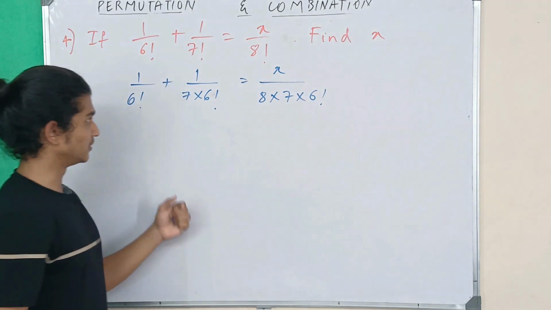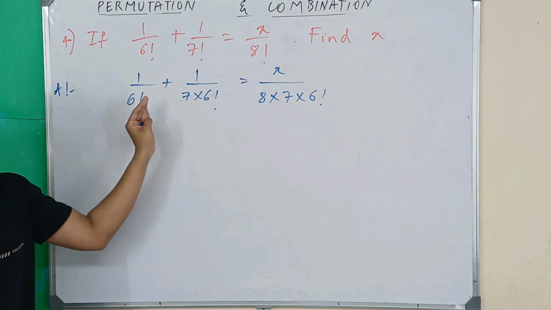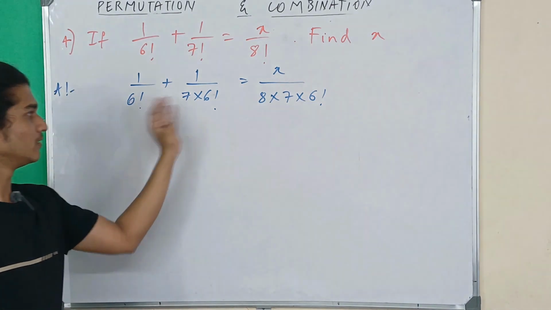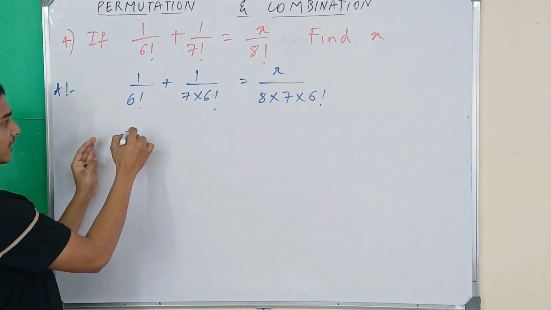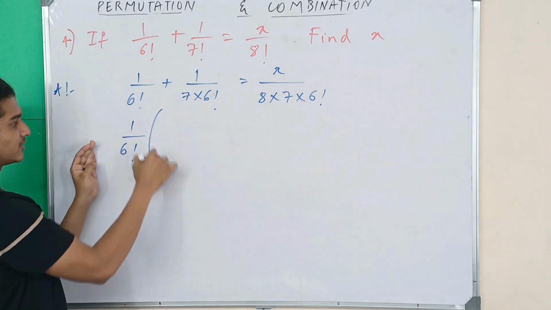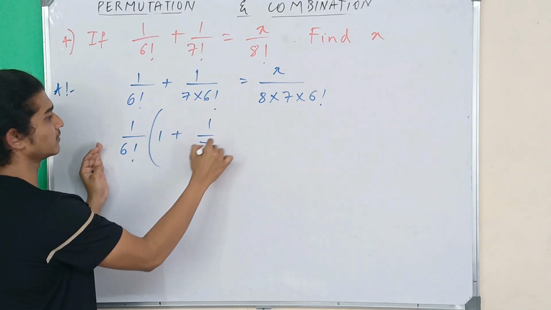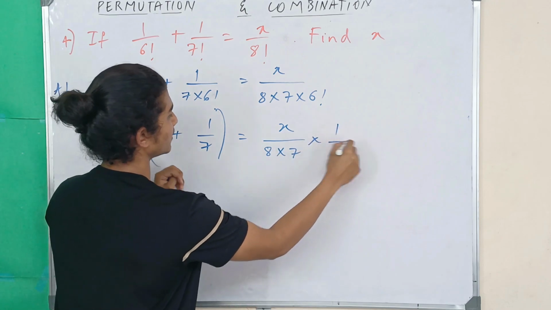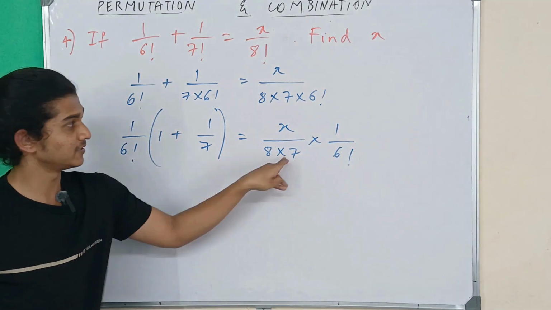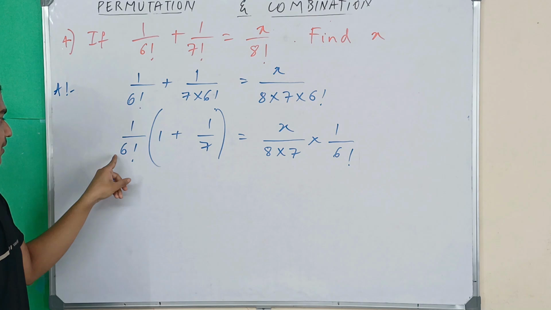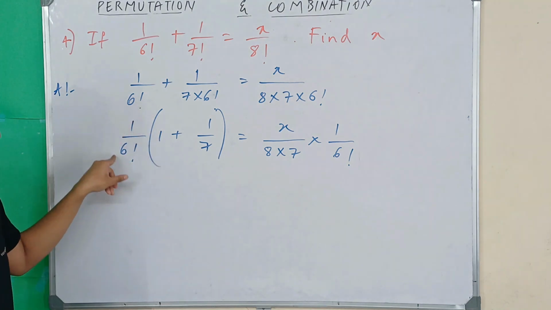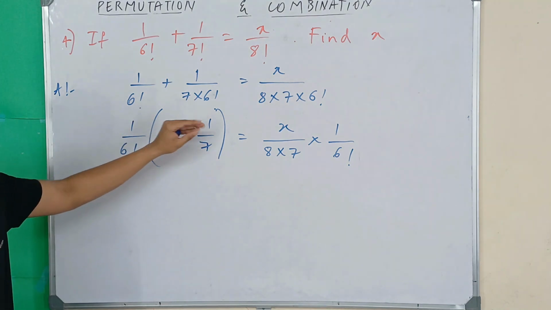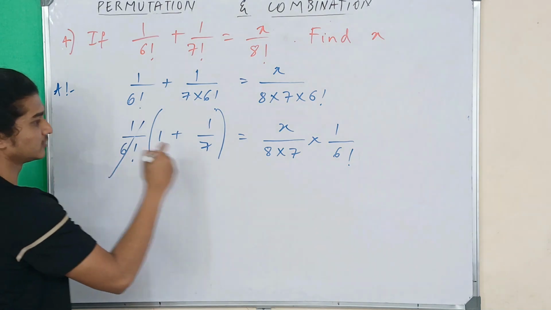Why did I do this? It's because I can take 1 by 6 factorial outside and I can just cancel on both sides. So here I can take 1 by 6 factorial common on both sides. So I get 1 plus 1 by 7 equal to x into 1 by 8 into 7 into 1 by 6 factorial. So if you multiply this, you're going to get this back. And here also, if you multiply 1 by 6 factorial into 1, you get this. And if you multiply this with this, you're going to get this. So that's basically sorted. So these two get cancelled.